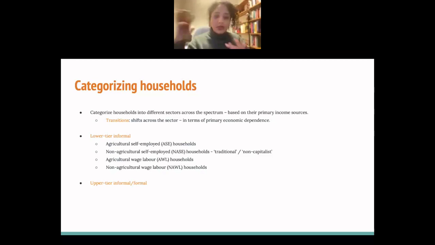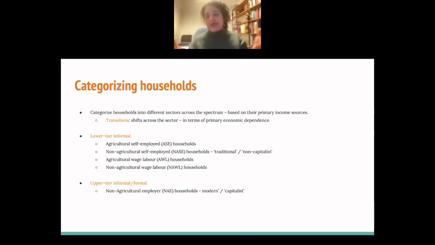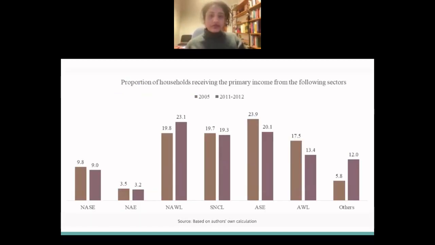And then you have a formal or upper tier formal. The boundaries are a bit murky. There you have the employer households, those who are employing workers. So let's say I run a factory and I employ workers, which would be a capitalist sort of enterprise. Then you have the salaried non-casual labor, which is workers who are paid on a somewhat regular basis and have slightly longer term contracts. And then there's the other household, which is not really people actively in the workforce, but could be receiving pensions and dividends, etc. So this is what the Indian economy looks like in terms of the primary economic dependence of households.